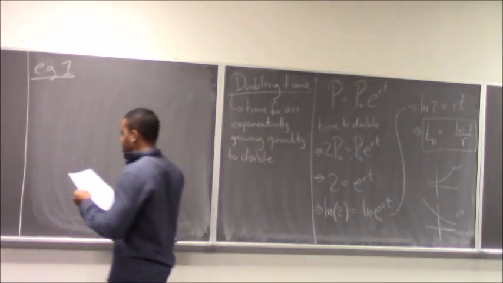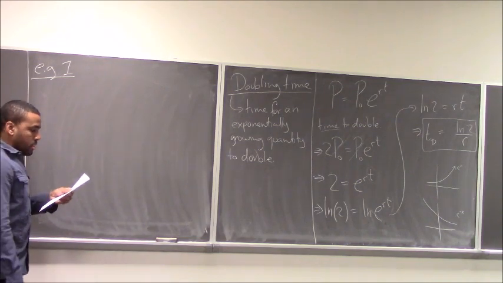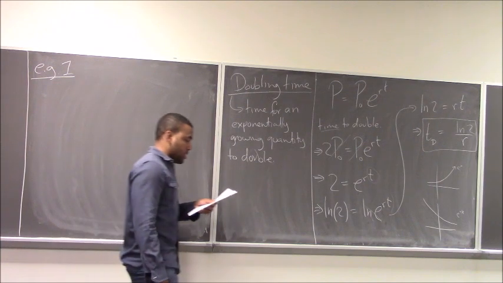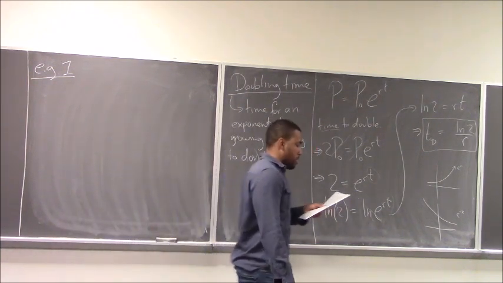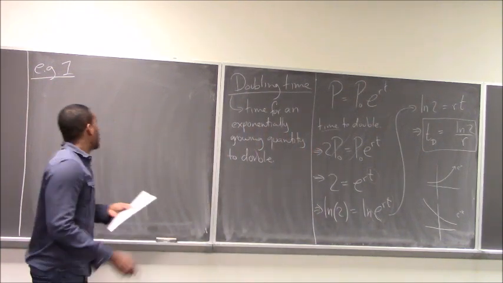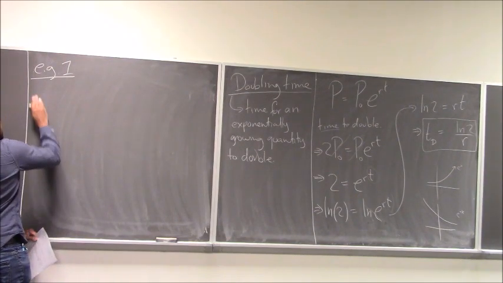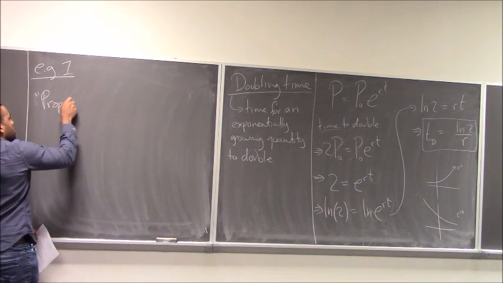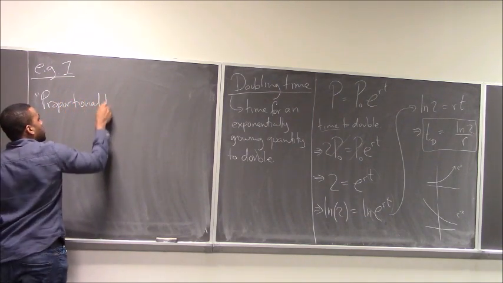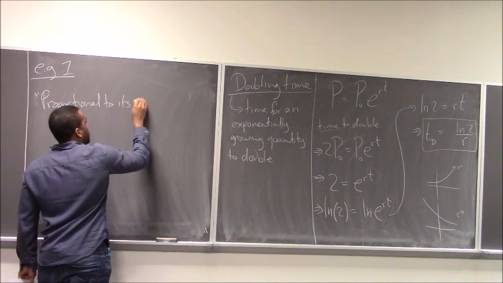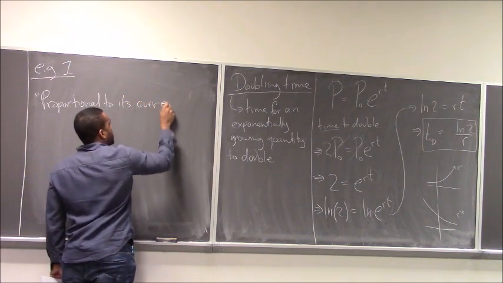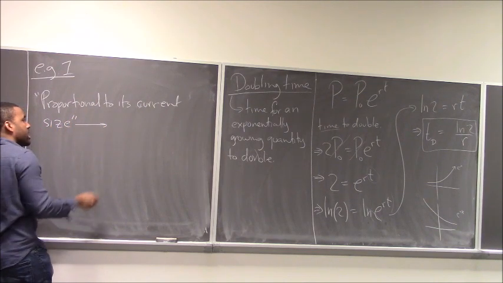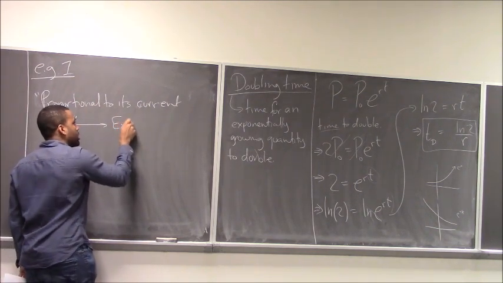P is the current size of a population of bacteria. At 10 a.m. there are 50 bacteria, at 3 p.m. there are 350. Assume the rate of growth of the population is proportional to its current size. So the first thing, if we're doing example 1, that phrase, proportional to its current size, is an indication that you're doing exponential growth. That's by definition.